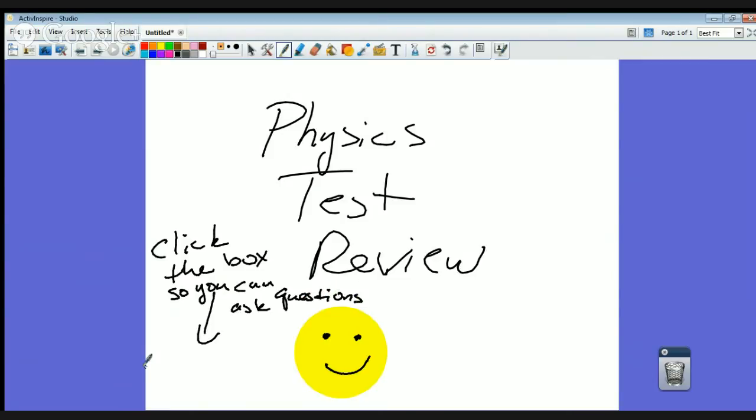So if you click the little box down here in this area-ish, it's going to let you put questions in, and then I can see your questions and answer them. So that's a good thing. So whenever you're ready, or if not, I'll just start talking about stuff that I think is important, and we'll go from there. Let me get out your review sheet to look at.